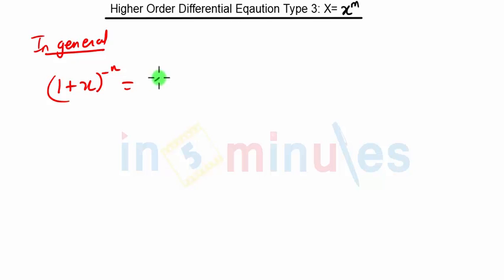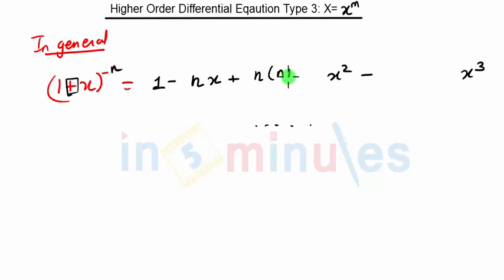In general, the binomial expansion of (1 plus x) raised to minus n is nothing but: the first term is always positive and it is 1. Then we have the term of x, the term of x square, the term of x cube, and so on. Since it is 1 plus, it will alternate between positive and negative. Since it is raised to n, the second term will be multiplied by n, the third term will be multiplied by n into n plus 1 upon 1 into 2, and the next term will be multiplied by n into n plus 1 into n plus 2 upon 1 into 2 into 3.